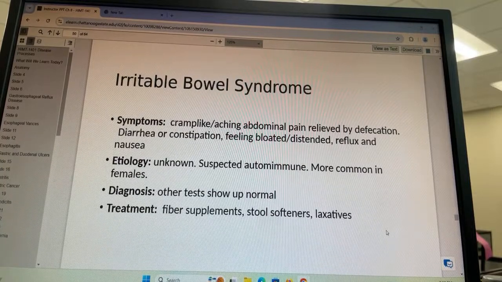Treatment is really just depending on what the issue is. So if you have diarrhea, then having anti-diarrheals or high fiber can help bulk things up a little bit. Stool softeners and laxatives can be helpful for those with IBS constipation to help things come out a little bit better. But yeah, it's really just treating your symptoms. There's not a cure for it.